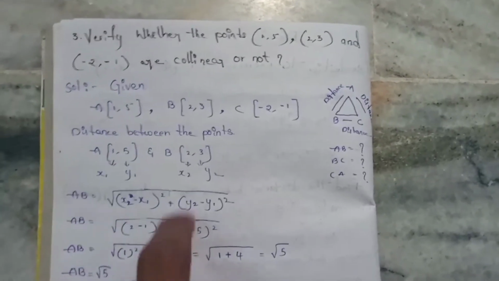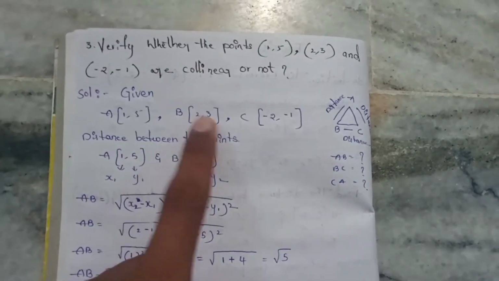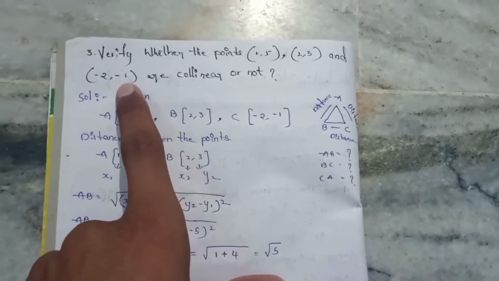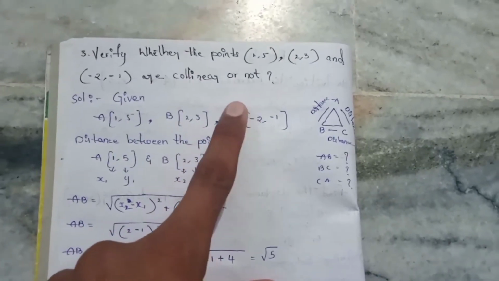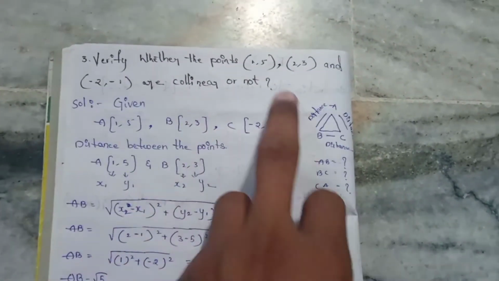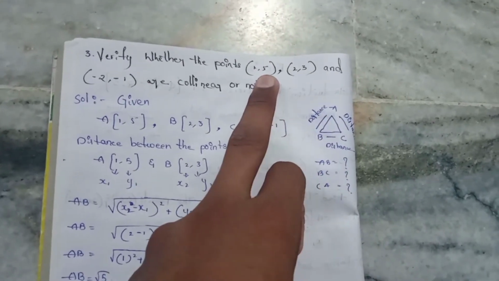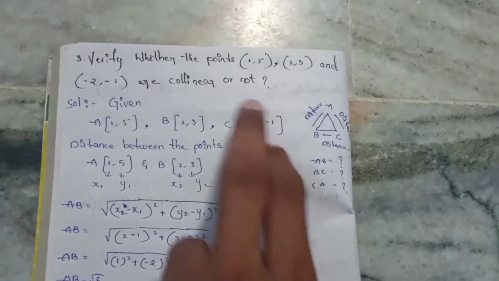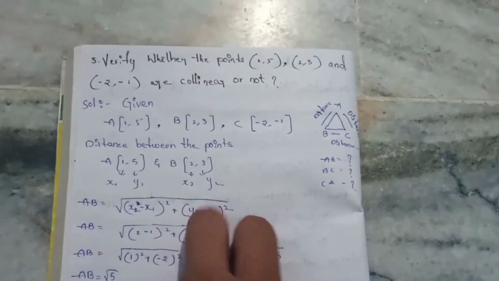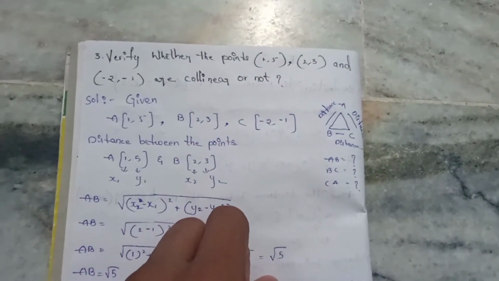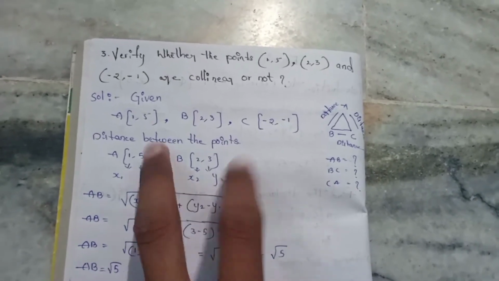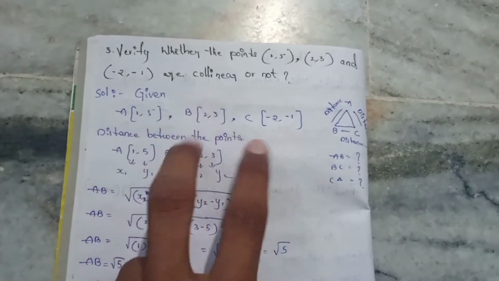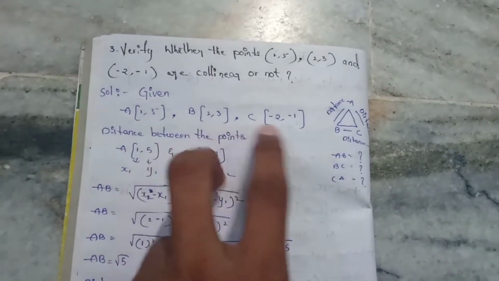Now see the third one, it is different. Verify whether the points (1, 5), (2, 3) and (minus 2, minus 1) are collinear or not. Let us call them A, B and C. Here the points are given and first of all we have to find the distance. How can we find the distance? There they gave only 2 points, but here they gave 3. So we have to find the distances.